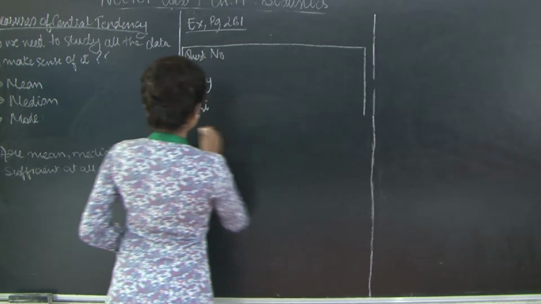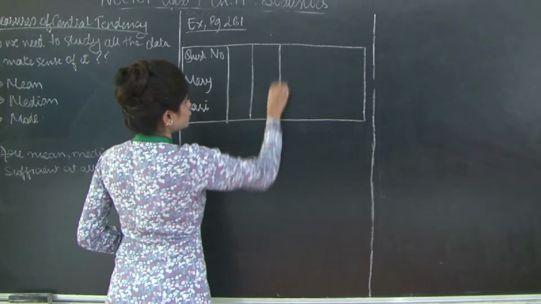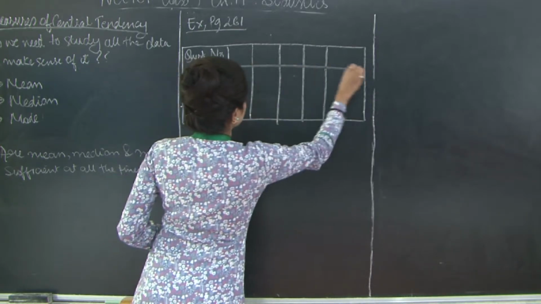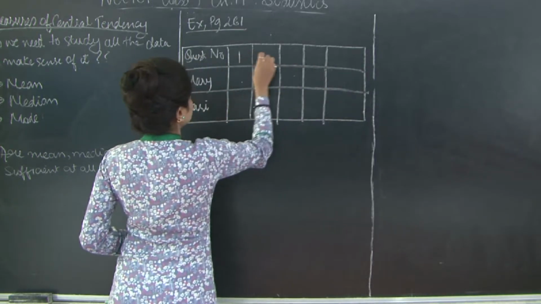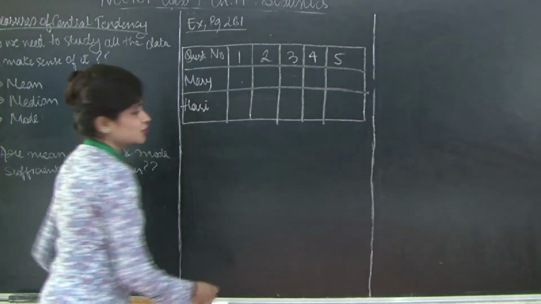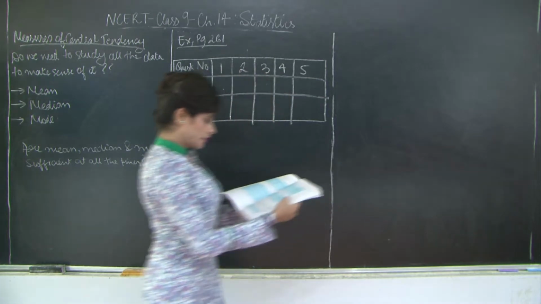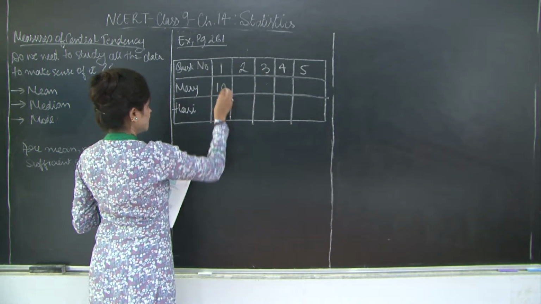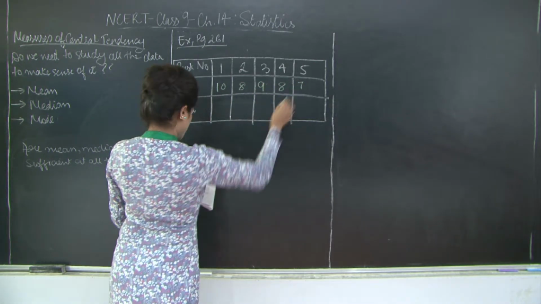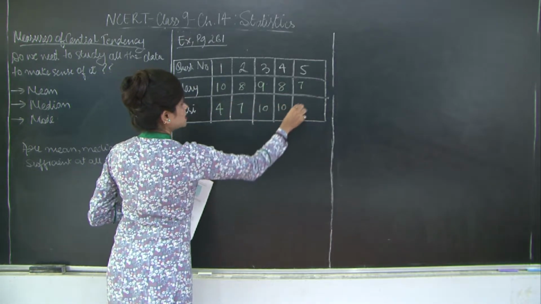So I'm just going to draw the table, then grab the book to write down the marks. 1, 2, 3, 4 and 5. I'll use a different colored chalk just to write down the marks so that you don't get confused between the numbers. Alright, so the marks scored by Mary in the first question was 10, in the other question was 8, in the third question was 9, and then 8 and 7. Whereas that for Hari was 4, 7, 10, 10 and 10.